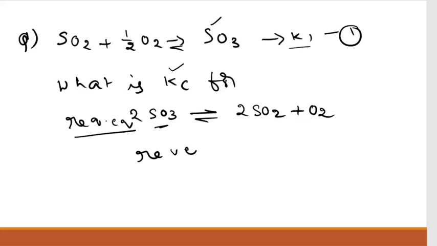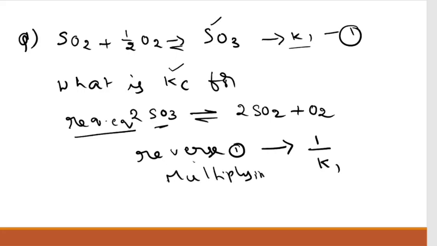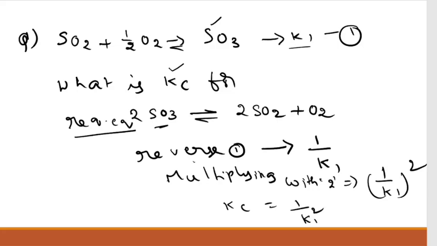So first I am going to reverse reaction 1. That means if I reverse equation 1, it will become 1 by K1. But SO3, if we consider, has the coefficient 2. That means after reversing the reaction, we have to multiply the equation with 2. Multiplying the equation with 2 implies we have to take 1 by K1 power 2, right? So then the Kc will be 1 by K1 square. This is how to do the problems.